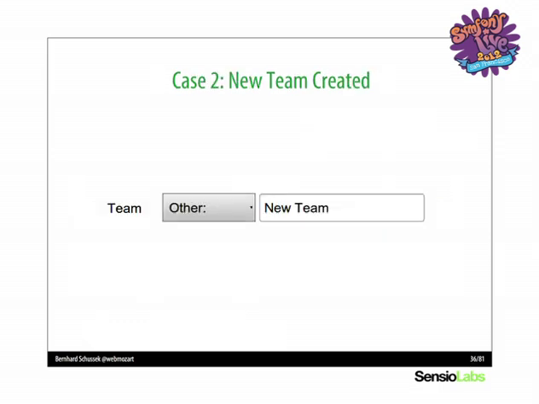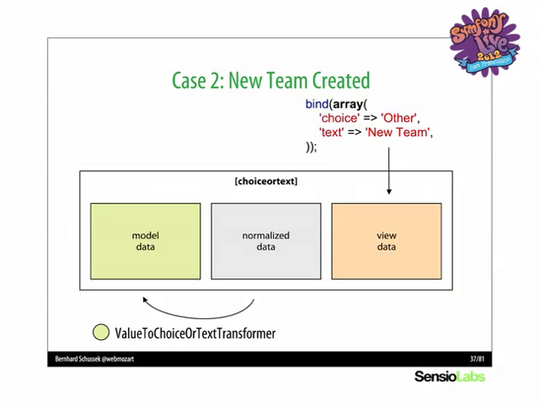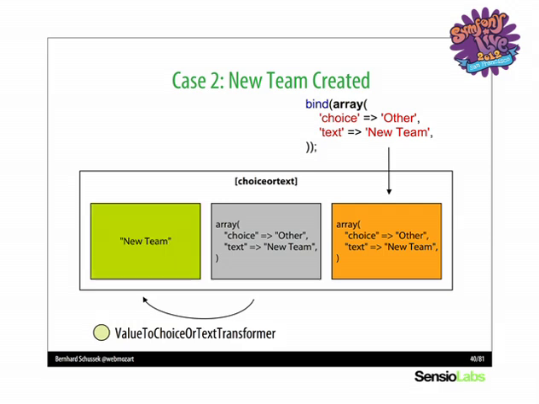Second case is when you create a new team. You select other here, you enter a value in the text box, and the same happens. You pass that array as view format, as normalized format. Again, you check the value of the choice field. In this case, it's other, so the transformer returns the value of the text field to the application. Okay? So considering these two cases, you can create a value to choice or text transformer pretty easily.